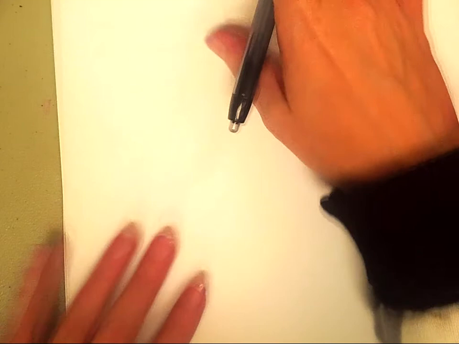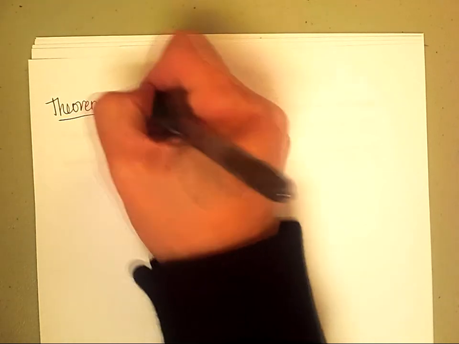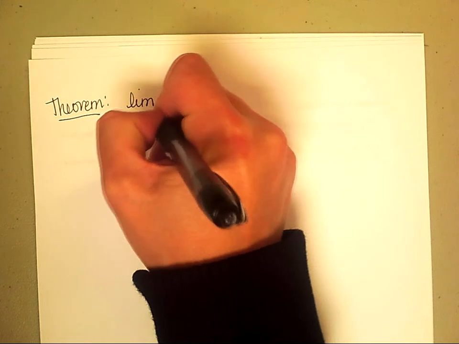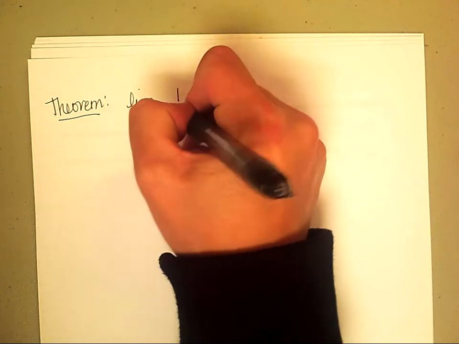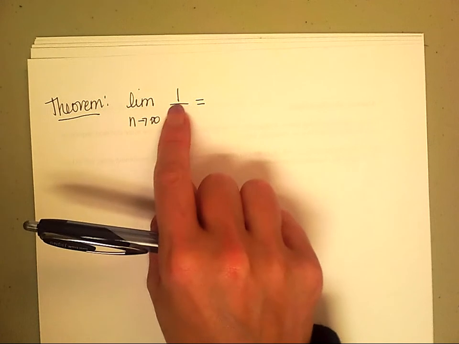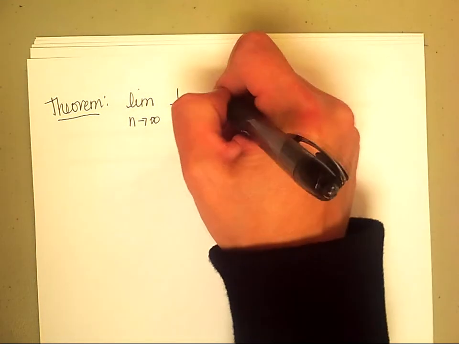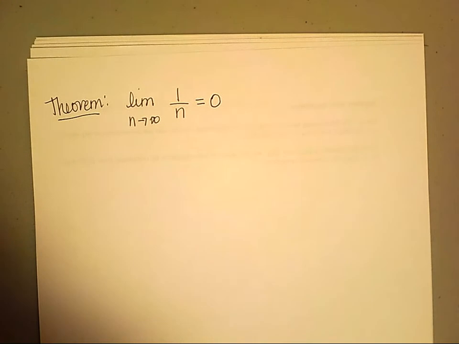Also, another helpful theorem for us that we've actually used earlier in the course when we were dealing with rational functions, something very similar. Let's say we have the limit as n goes to infinity of 1 over n. Remember, we were using this in rationals, and we said, what happens if the denominator gets very, very, very large? What happens then is that the limit goes to 0.